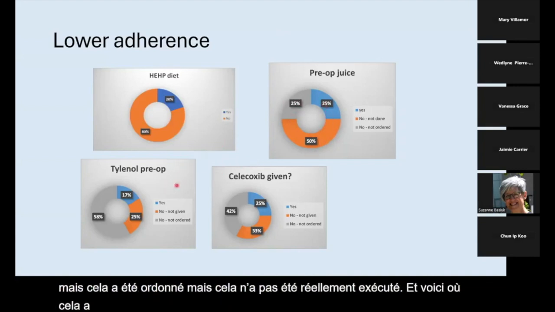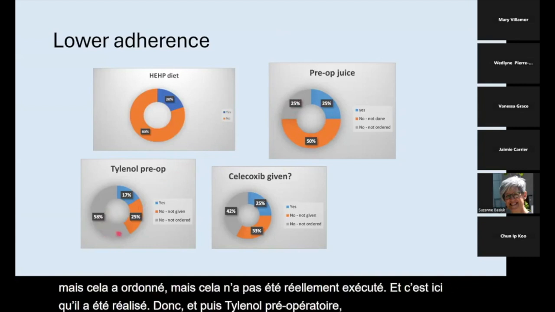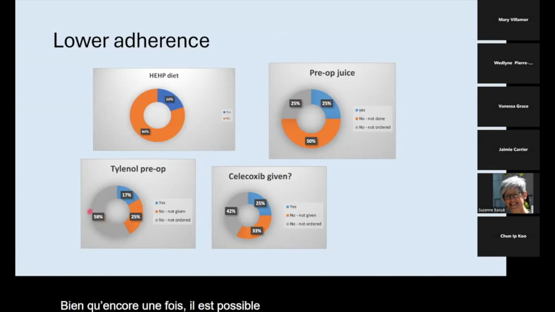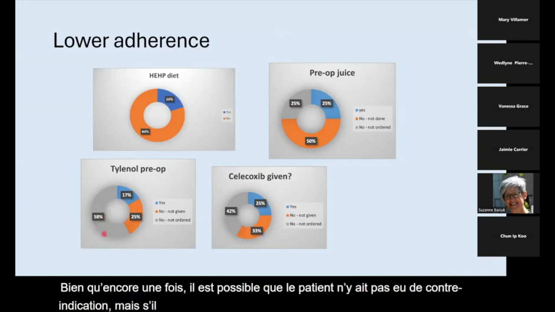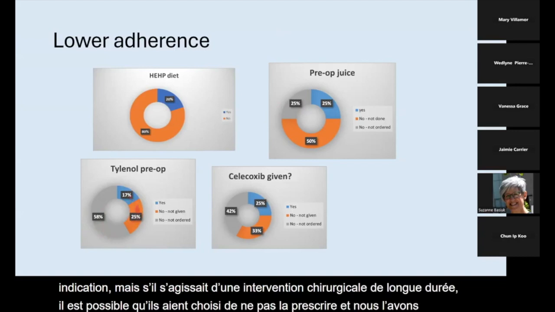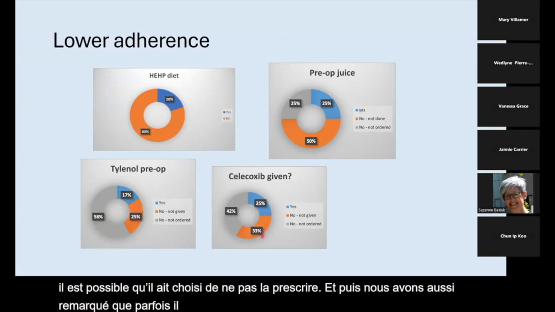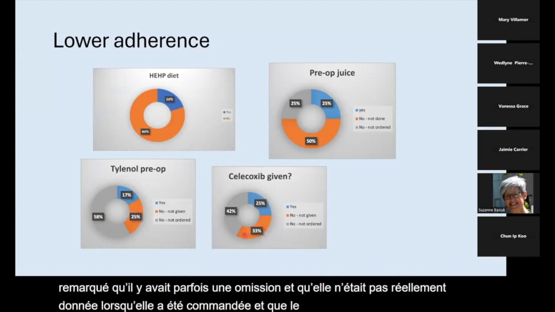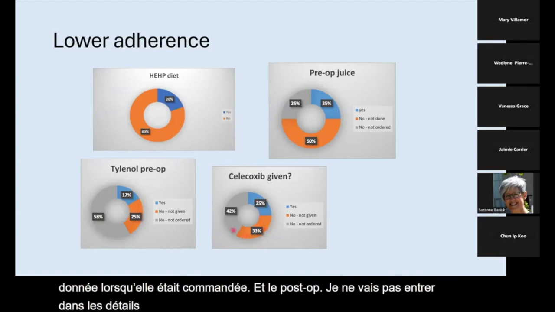And then Tylenol pre-op, we can see that it was probably underprescribed. Although again, it's possible the patient, there was not a contraindication, but if it was a long duration surgery, then it's possible they chose not to order it. And then we also noticed that sometimes there was an omission and it wasn't actually given when it was ordered. And the post-op, and I won't go into detail here, but the post-op multimodal pain management strategy wasn't optimized either.